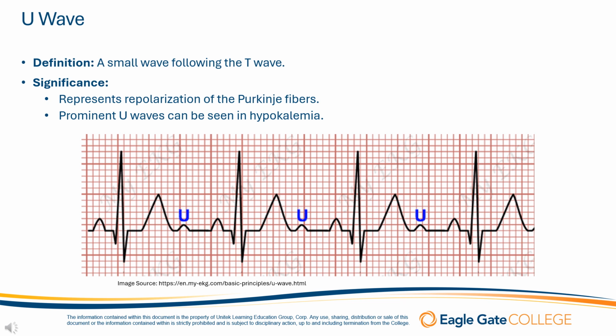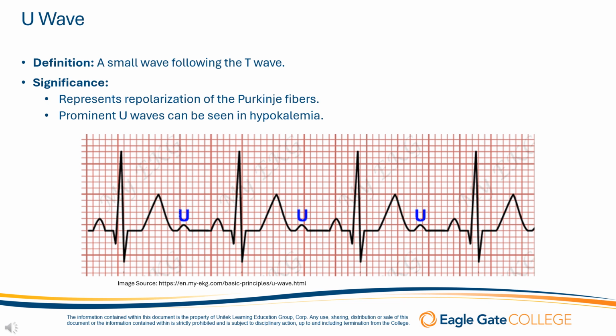The U wave is a small, positive deflection that follows the T wave on the ECG. Not all individuals will have a visible U wave on their ECG. Its presence can vary based on several physiological factors. Remember, the T wave represents ventricular repolarization, and the U wave represents the final phase of that repolarization.